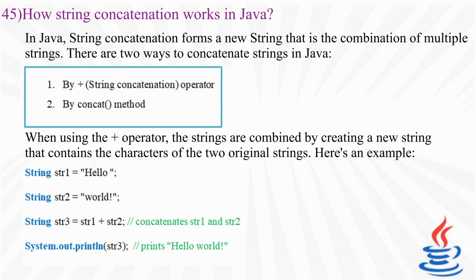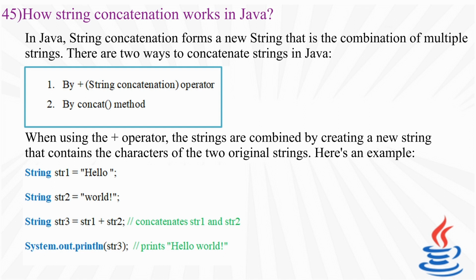And the final question is how string concatenation works in Java. In Java, string concatenation forms a new string that is the combination of multiple strings. There are two ways to concatenate strings in Java: by plus operator or by concat method. When using the plus operator, the strings are combined by creating a new string that contains the characters of the two original strings. Here is an example.